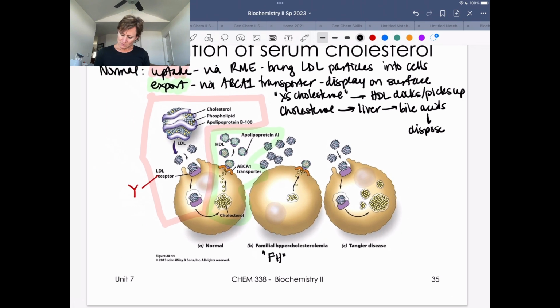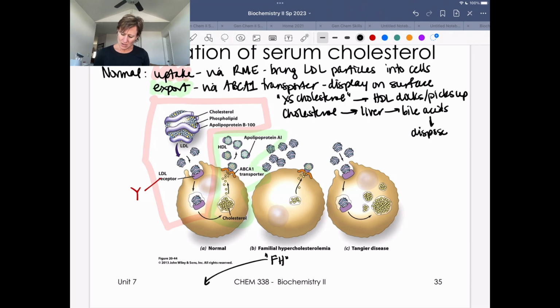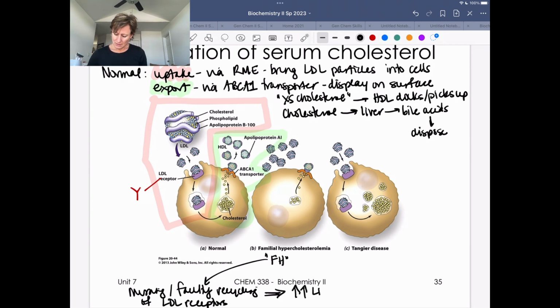Okay, so again, this familial hypercholesterolemia, it's generally from missing or faulty recycling of those LDL receptors. Okay, and what this is going to lead to is elevated levels of LDL in the blood. And again, we see things on the order of 300 to 500 milligrams per deciliter, so about 3 to 5 times higher than we would expect.